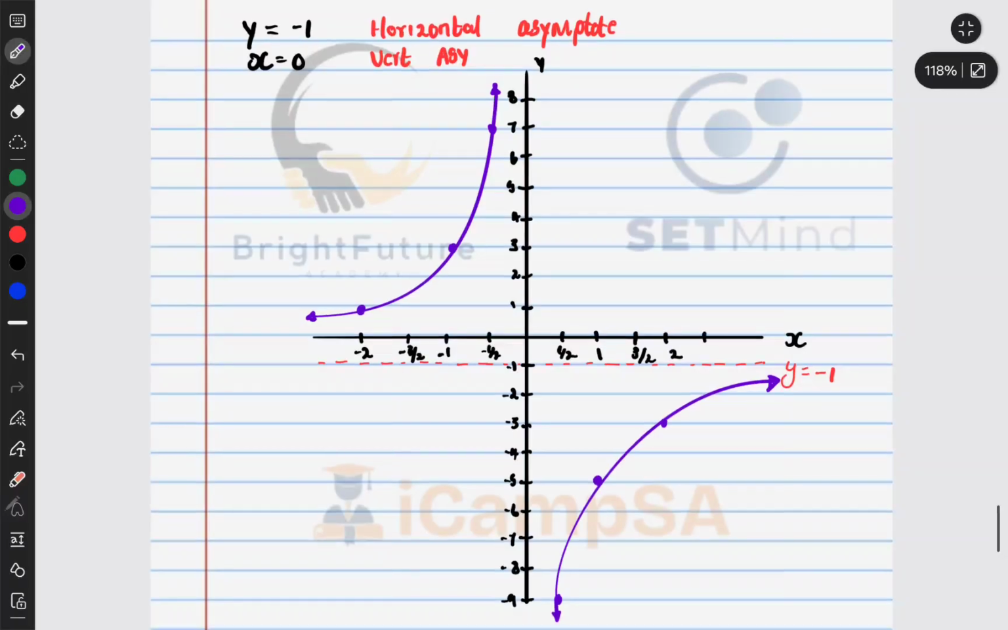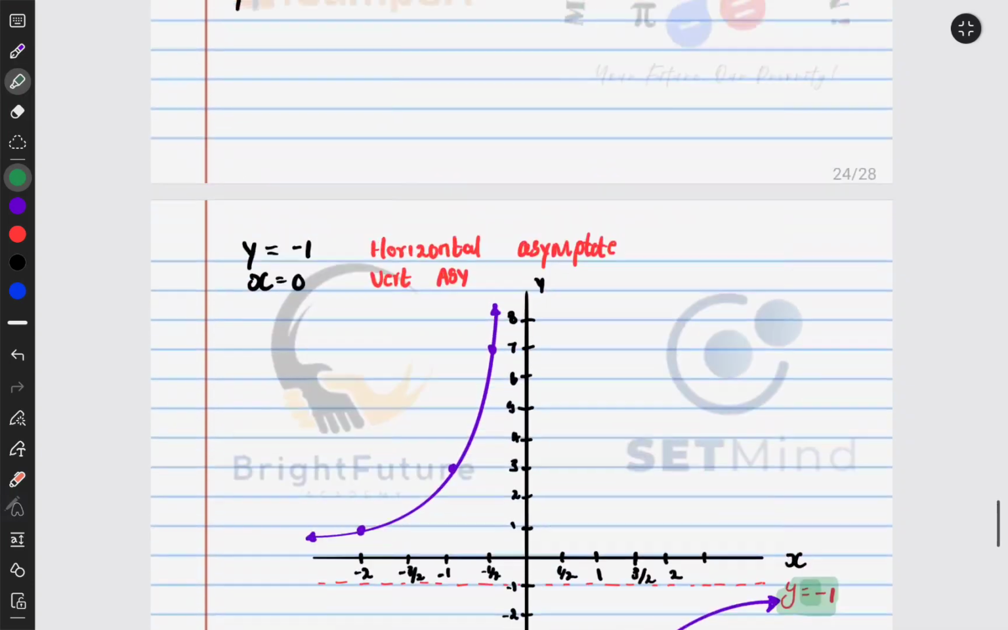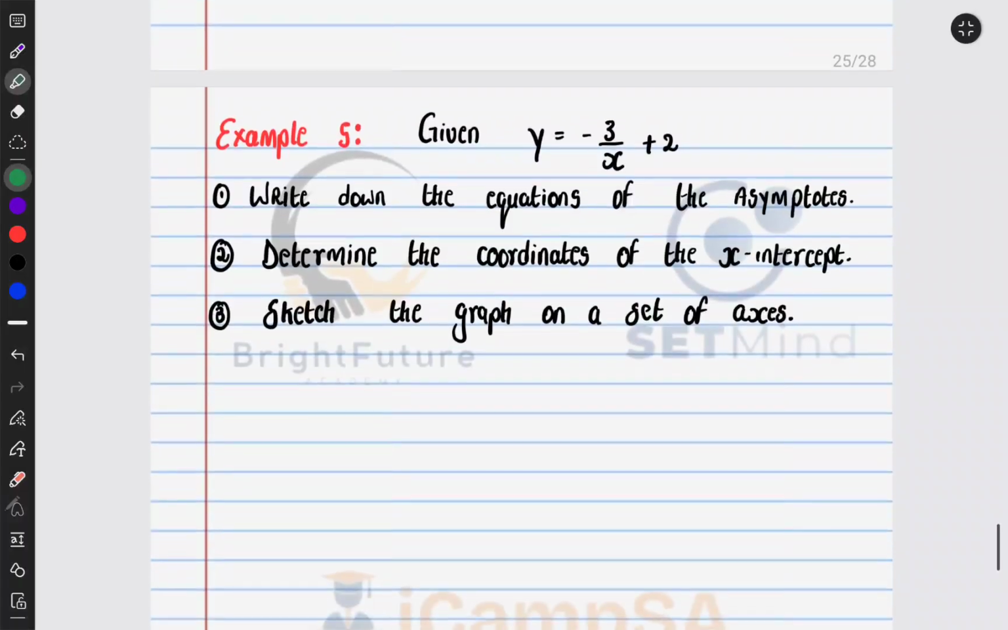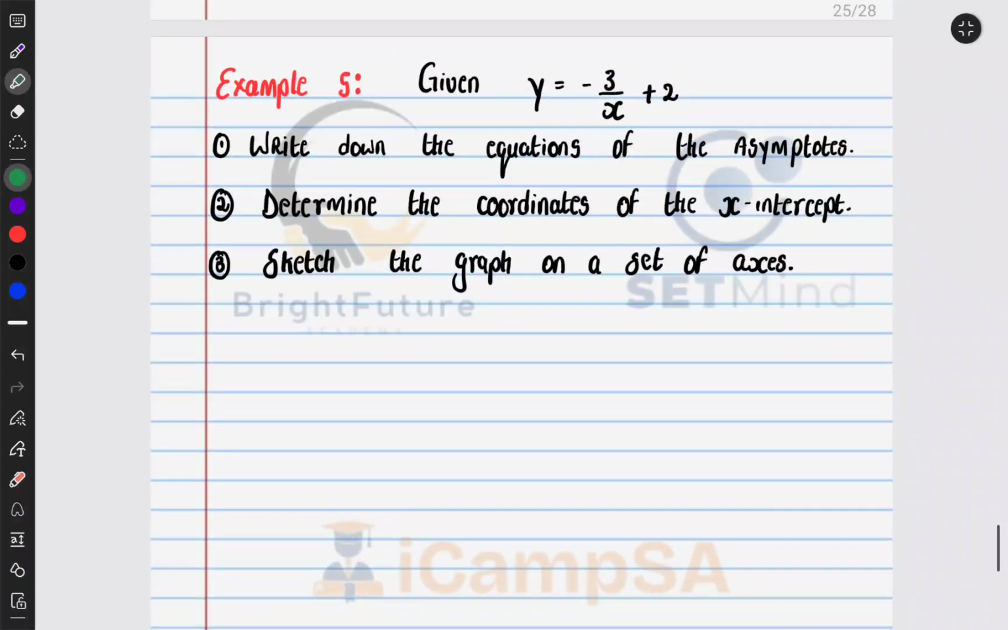And the function looks like that, with the horizontal asymptote being y is equal to -1 and the vertical asymptote being x is equal to 0. Okay, yeah, so we're done with this question. Let's go to example number 5.